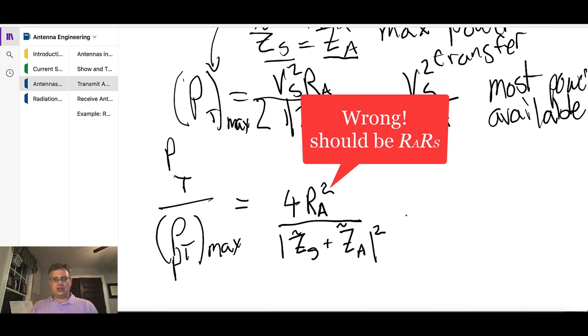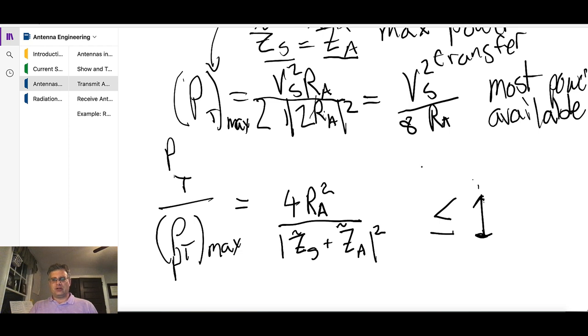So what you can show is that for all realistic passive values of Z sub A and Z sub S, this value is always going to be less than or equal to 1. It'll be a real value, always less than or equal to 1. 1 denotes perfect transmission, 100% transmission, which occurs under that maximum power transfer condition of perfect conjugate matching. And it can go all the way down to 0. And that, of course, happens pretty much when R sub A is 0 and you only have reactive components on your antenna.